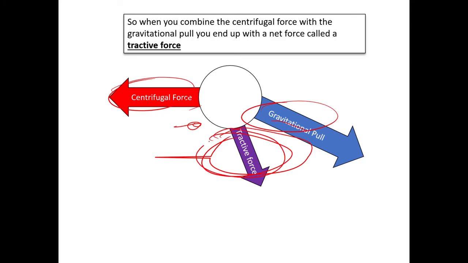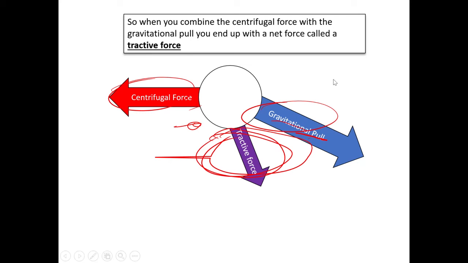But you'll notice that tractive force, it's the net force. It's gravitational pull plus the centrifugal force. When you combine them together, you end up with this tractive force, okay? And the tractive force is actually the force that is moving the tides. I'm just pointing out that the tractive force is not in the same direction as gravitational pull or centrifugal force. It's in an entirely new direction, and that occurs when you add those two forces together, okay?